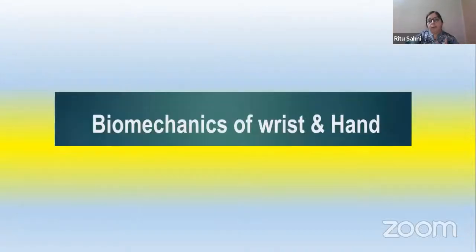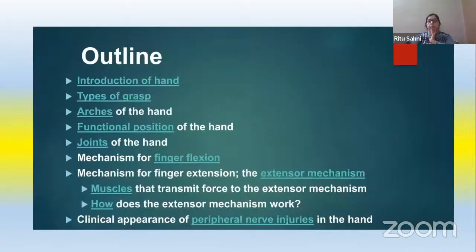And then we are moving towards the biomechanics, how these movements of the wrist and hand influence each other in their working. That is also a very important part, like the type of grasp, arches of the hand, functional position, joints, mechanism of finger flexion, mechanism of finger extension. And how the muscles transmit force through the extensor mechanism. And how peripheral nerve injuries of the hand, as a part of our clinical appearance, create the pathomechanics.